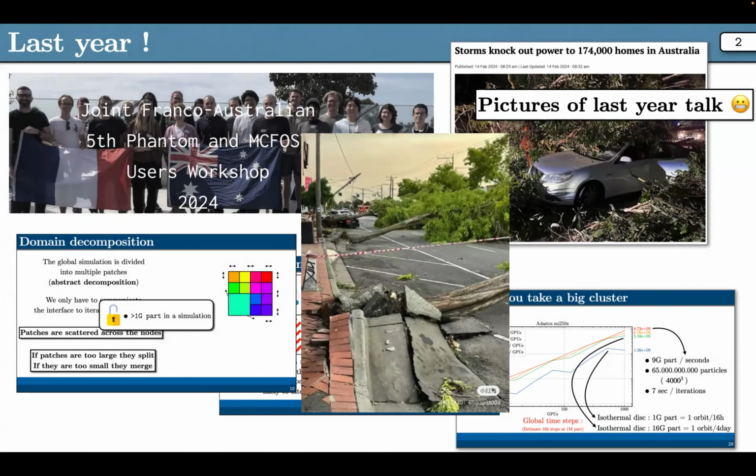So you may ask, why not use Phantom? In general, why do we need a new code? For some reasons, mostly because sometimes we need a lot of resolution. As in, we can look at a few examples.